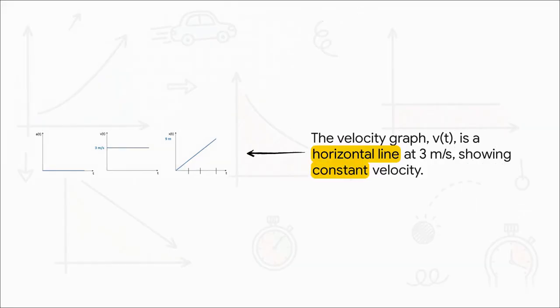Next up, the velocity graph. This one's pretty straightforward. Since our llama is moving at that constant 3 meters per second, the graph is just a simple horizontal line at a value of 3. Time keeps ticking by, but that velocity stays exactly the same.